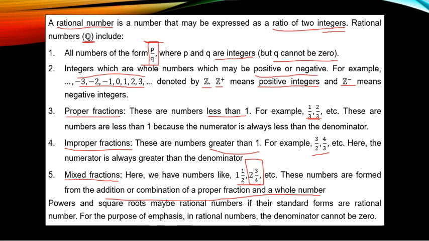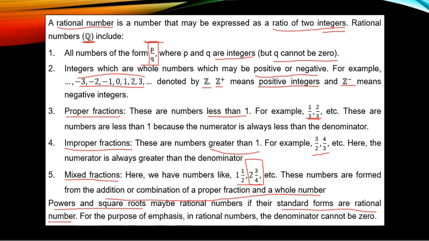That can be proper, improper, or mixed. So they are all rational numbers. You must know that powers and square roots may be rational numbers if their standard forms are rational numbers. When we discuss indices later, we will see standard form. Then we'll learn that they may be rational numbers as well.